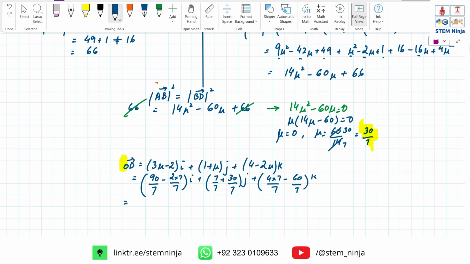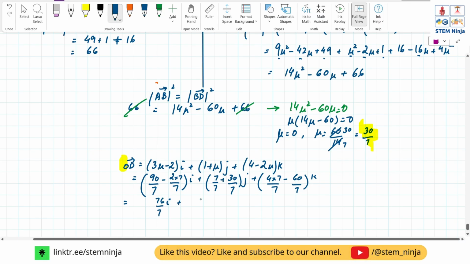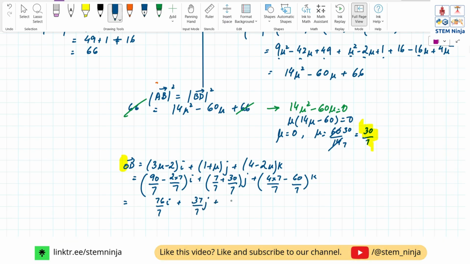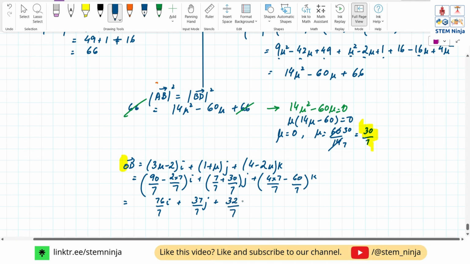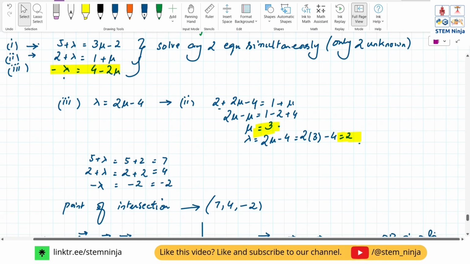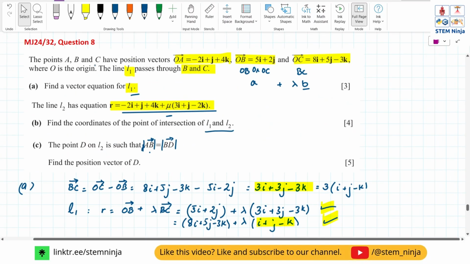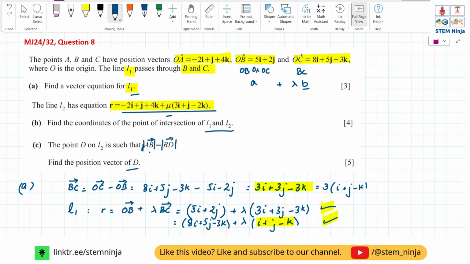Okay, so 90 minus 14 is 76 over 7 i plus 37 over 7 j plus 28 minus 60, so 60 minus 28 is 32, so minus 32 over 7 k. Okay, and that's the position vector of D. That's what we had to find, right? Yeah, position vector of D.